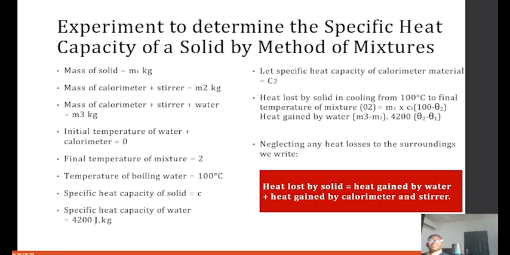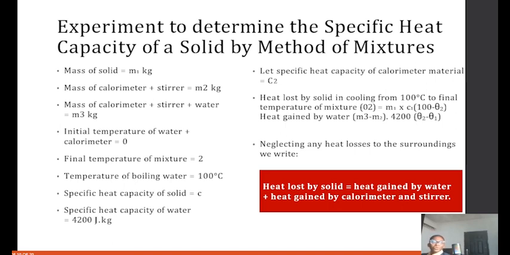Mass of the calorimeter plus stirrer, serving as the mass of the calorimeter when the calorimeter is empty, is equal to M2, right? Now mass of calorimeter plus stirrer plus water is equal to M3. What is now the mass of the water? The mass of the water is M3 minus M2. As simple as that.